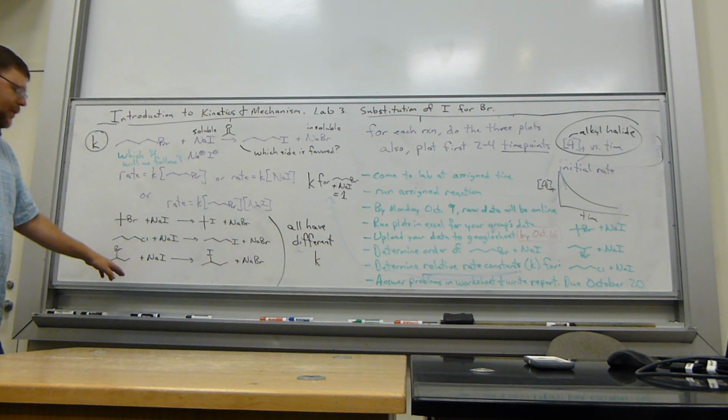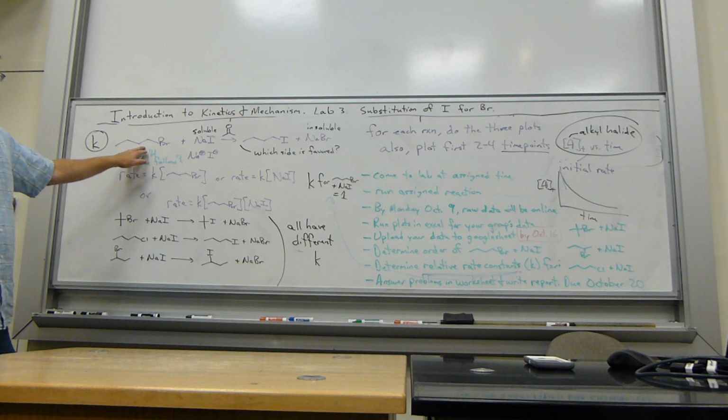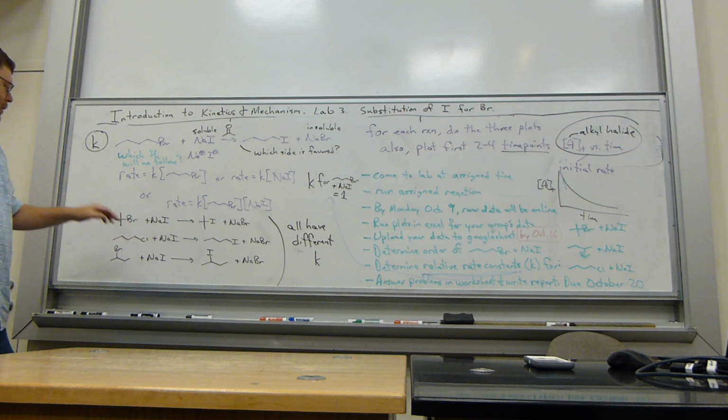If the initial reaction rate for sec-butyl bromide is greater than the initial reaction rate for n-butyl bromide, it reacts faster. Same thing for t-butyl bromide.